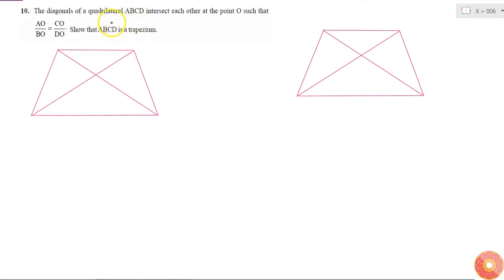Here the diagonals of this quadrilateral ABCD intersect each other at a point O such that AO by BO is equal to CO by DO. Show that ABCD is a trapezium. So when can I call ABCD a trapezium?